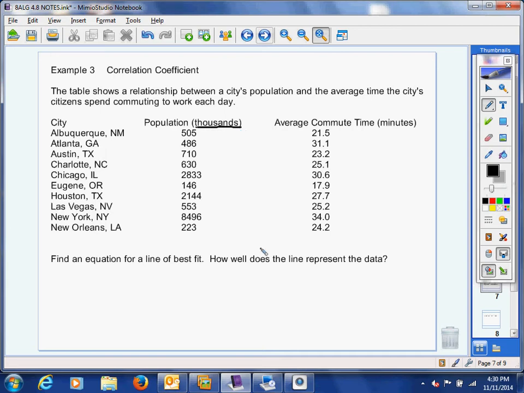Now, whenever you're asked a question like this, how well does the line represent the data, they are asking you to assess the correlation coefficient, which is R. That's what they're asking you to do. Is it strongly positive, strongly negative, that kind of thing, okay?